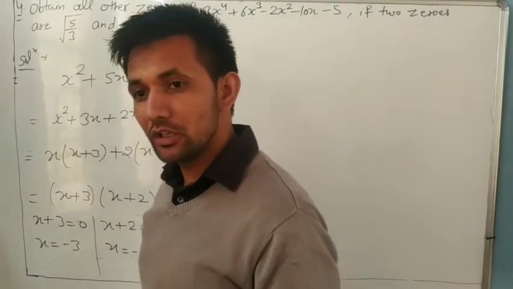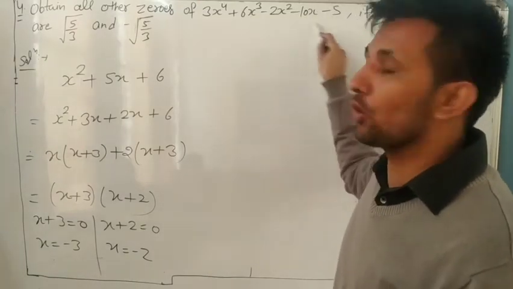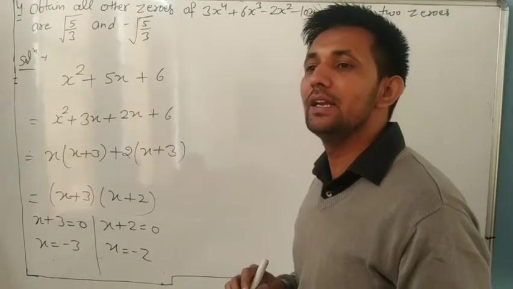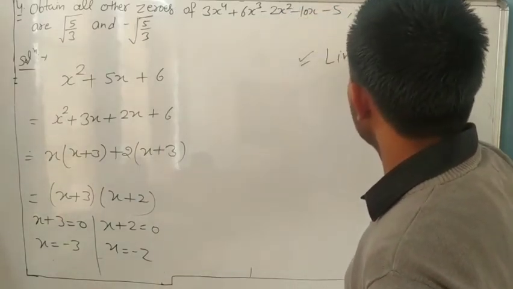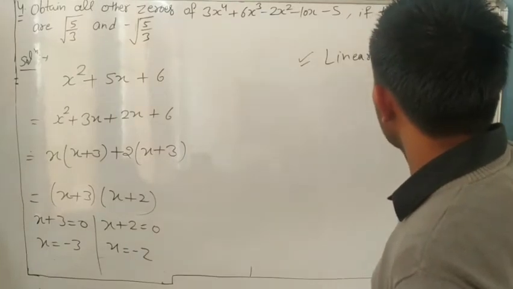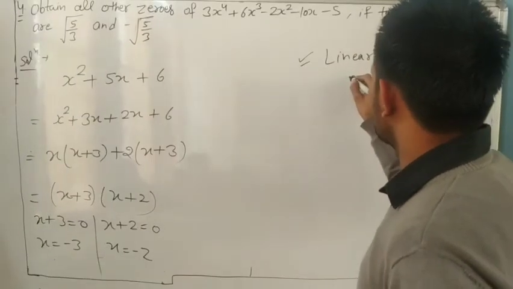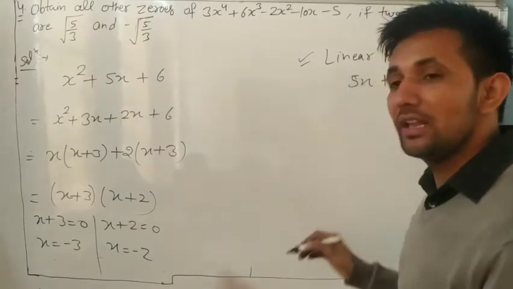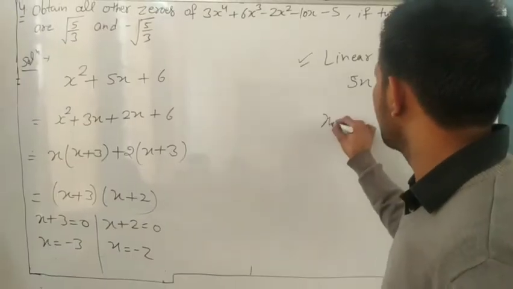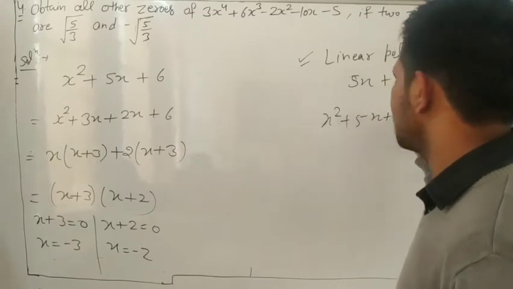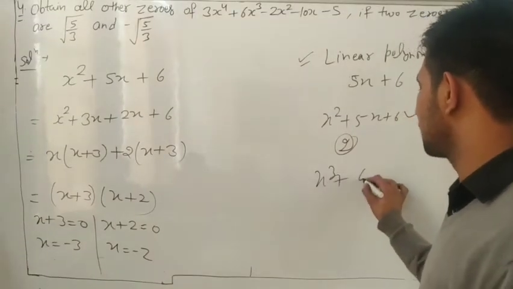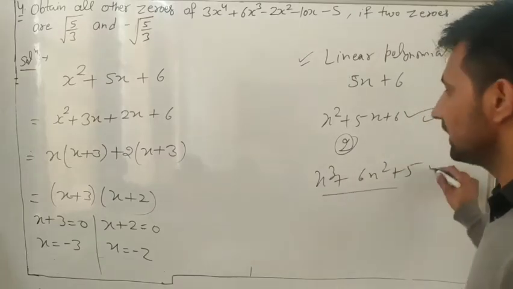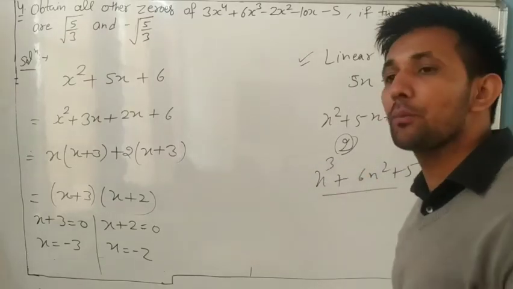Everyone knows what zeros are? Zeros mean the value you put in place of x that makes the polynomial 0. If it is any linear polynomial, how many zeros does a linear polynomial have? Yes, very good, for 5x plus 5 there is only 1 zero. If I write x square plus 5x plus 6, it is a quadratic polynomial. How many zeros does a quadratic polynomial have? 2 zeros. And x cube plus 6x square plus 5 is a cubic polynomial. How many zeros does a cubic polynomial have?